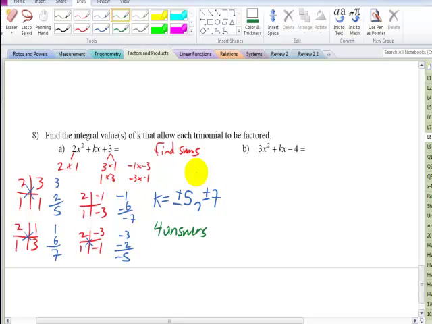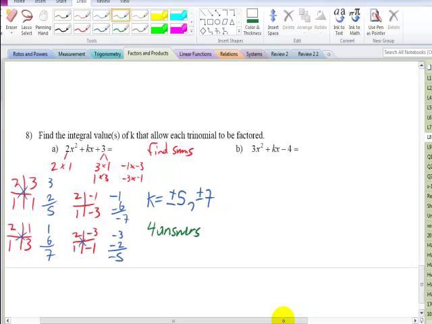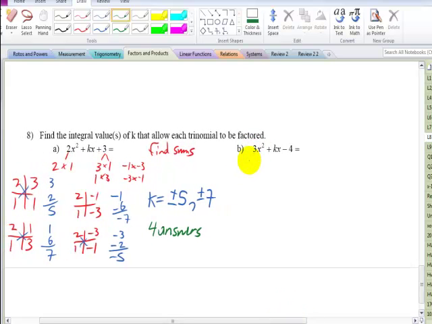Sometimes they ask you for the sum. Sometimes they'll ask you what they are, sometimes they'll ask you how many. Okay. All right, now we have to do the same thing for B. What's the combination for 3? 1 and 3. What about negative 4?